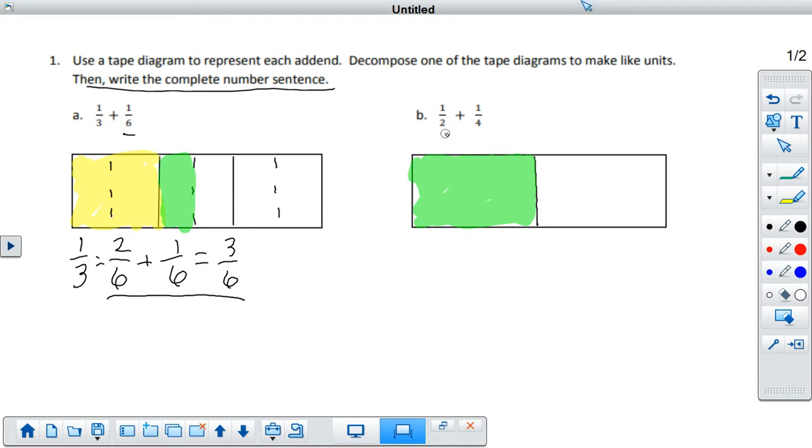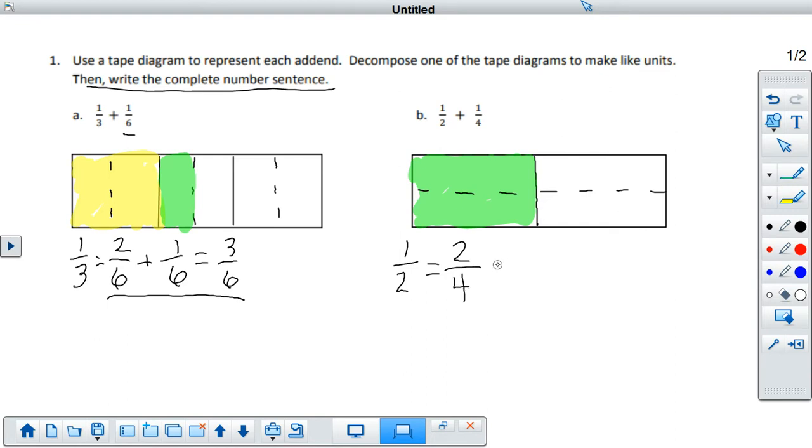Now I have to think, 2 times what is 4? Since I know that 2 times 2 is 4, I need to split this into 2 equal groups. That would be one line. This time I'm going to do an area model. So one line going across splits it into 2 equal groups. So now I know my 1/2, what I started with, is equivalent to 2 fourths.